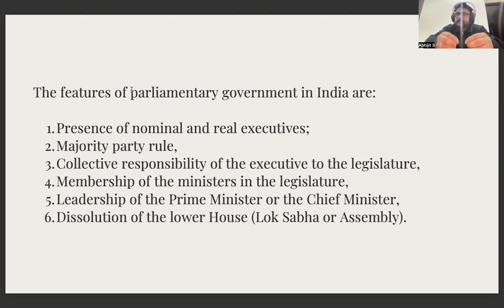It wouldn't matter for the creation of a set of real executives for a particular party to have a majority in the Congress or in the legislative organ for the presidential form of government, but it is absolutely necessary for the parliamentary form of government.